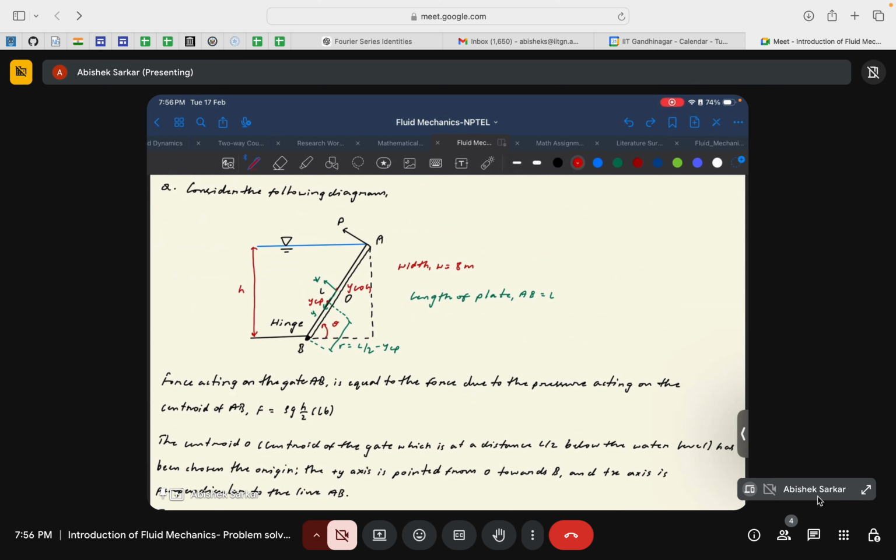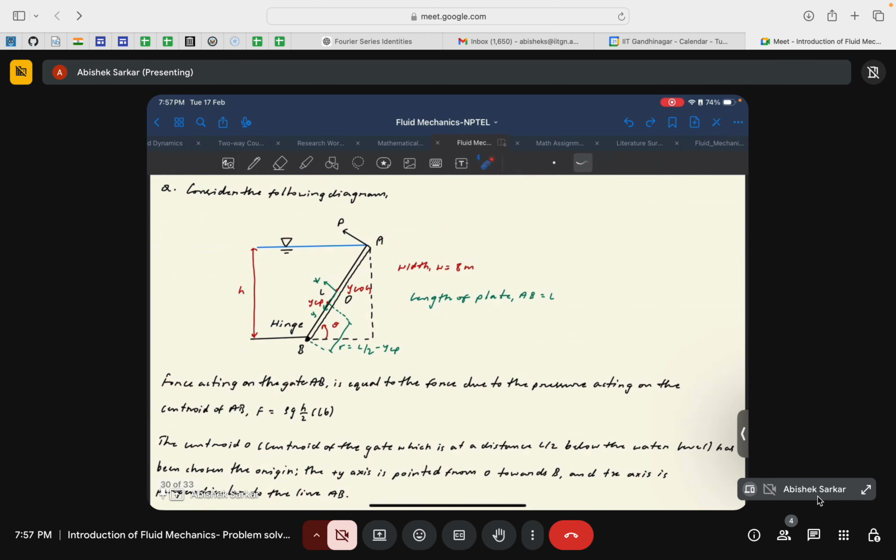So this is the geometry. Simple. This is the plate of length L, and the free surface is at the height of h, small h. The hinge is at point B, and the plate is placed at the angle of theta.